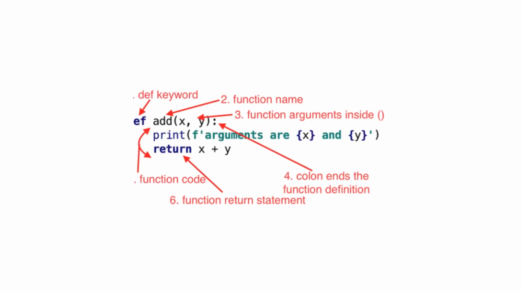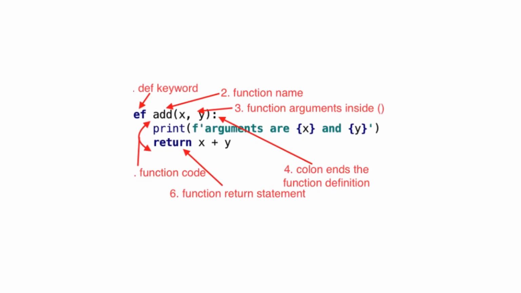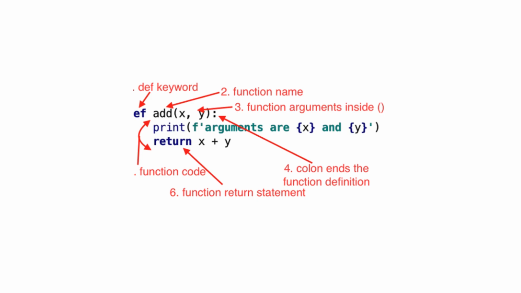To create a function, we use the keyword def, and then the function name with function arguments inside parentheses and then a colon. After that, write the function code on a new line. At the end, we write the return values after the keyword return.